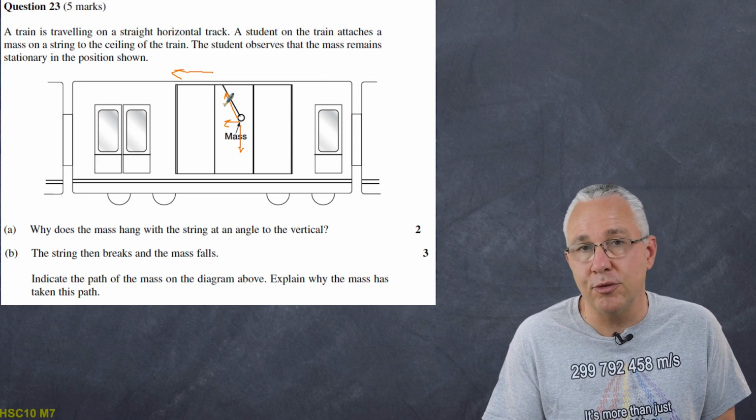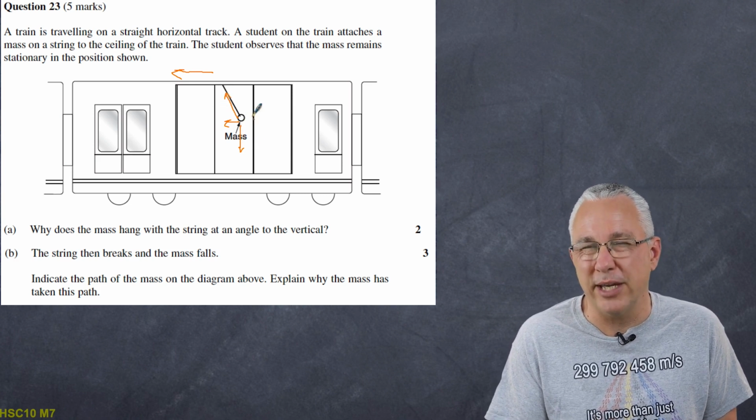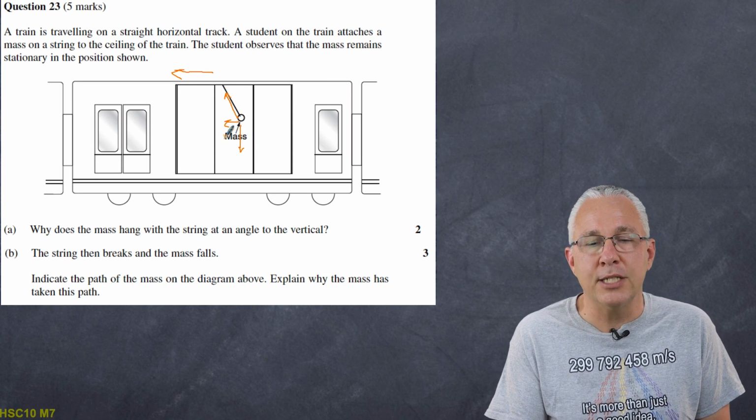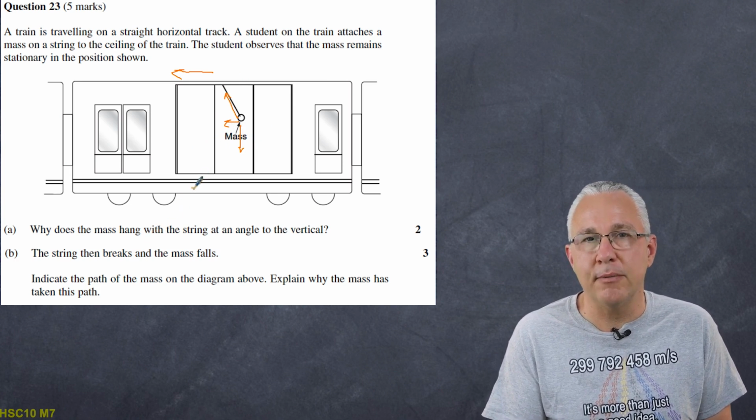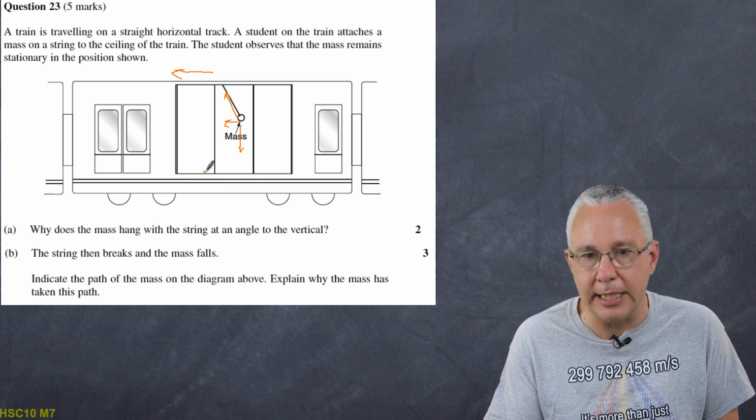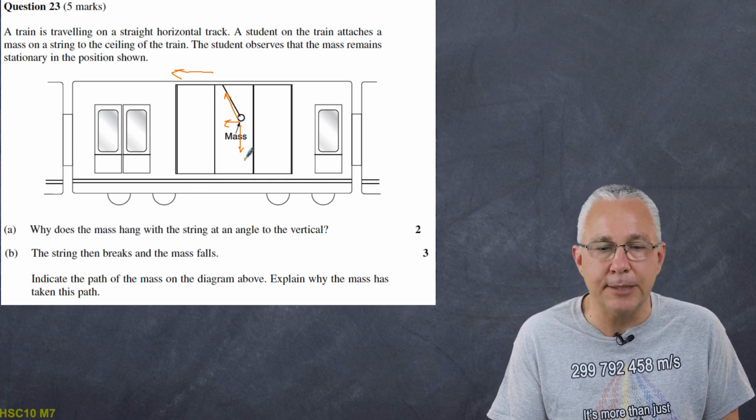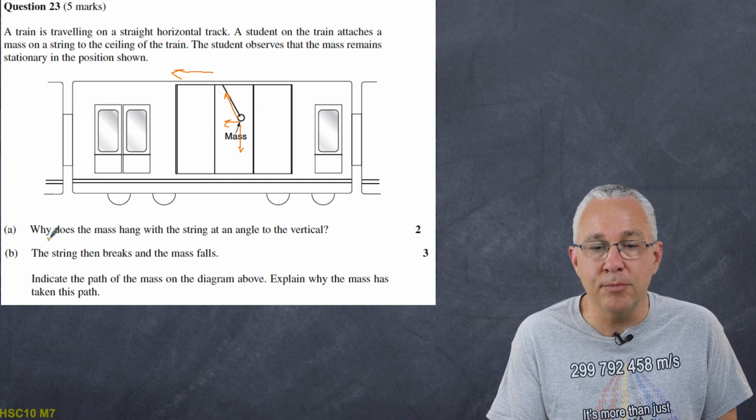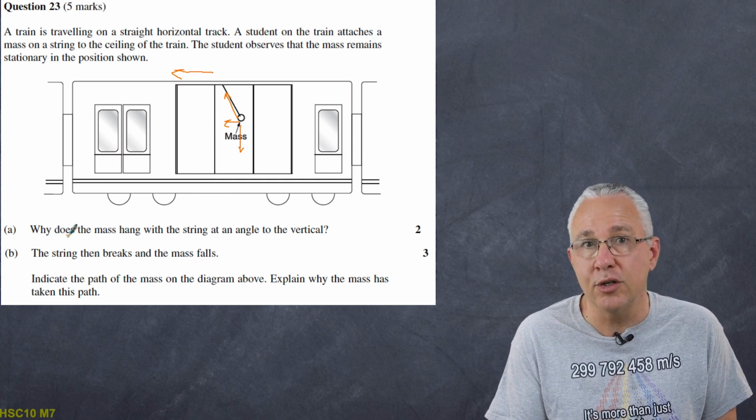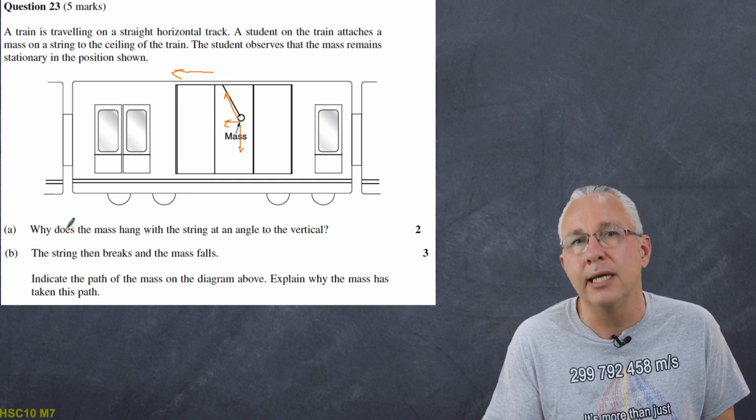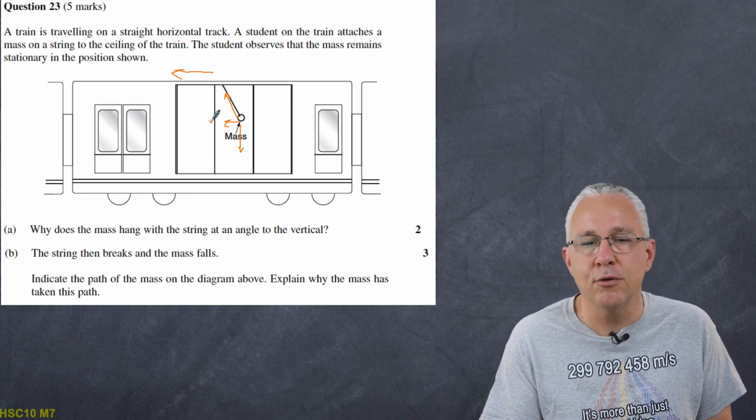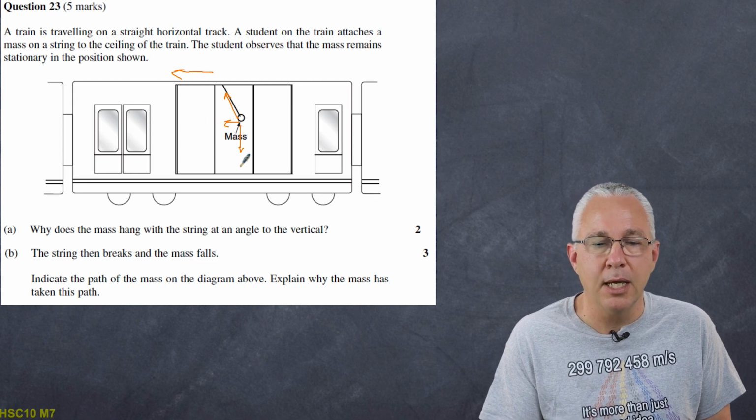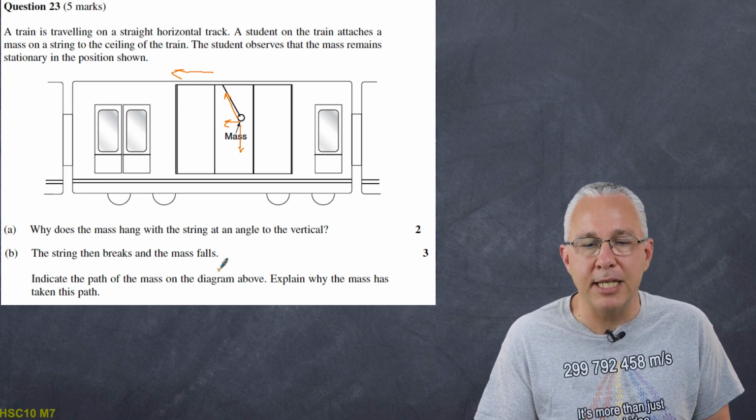It could be the same if this was going in a circular path, going into the bank and around the curve. And so why does it hang? Because the system is a non-inertial frame of reference. It's accelerating and therefore swinging out. In order to get 2 marks, you need to say that it's a non-inertial frame of reference, and you need to say it's accelerating, therefore having a net force acting on the object in that direction. Now the string then breaks and the mass falls.